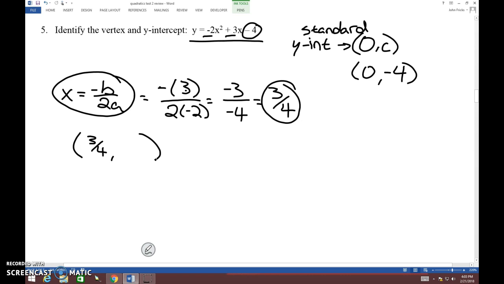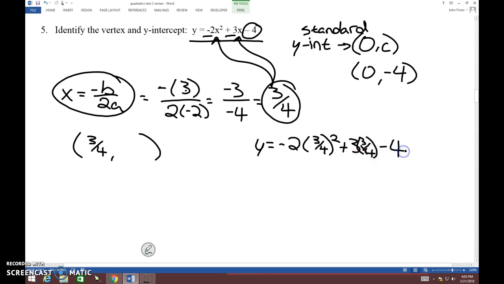Now, to figure out that other number, we're simply going to take the 3/4 and substitute it into those x's to get the answer. So that's going to be y equals negative 2, parentheses x, which is going to be 3/4, squared, plus 3x, which we know x is going to be 3/4, and then minus 4. To solve this, I would suggest using a calculator. So take a second, substitute in everything that you see here into the calculator. It'll take you just a moment. And when you finish that, you should come up with an answer.